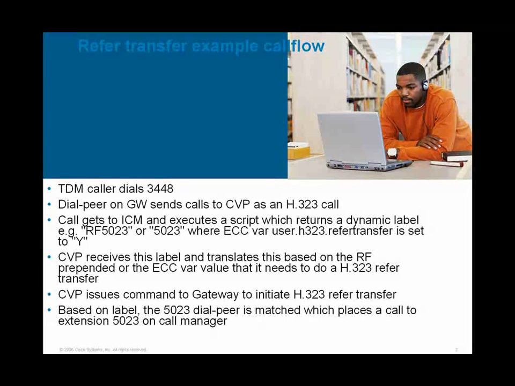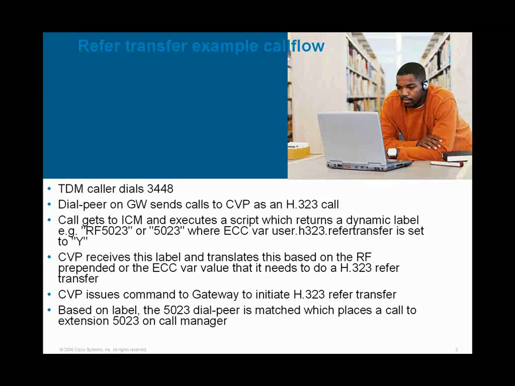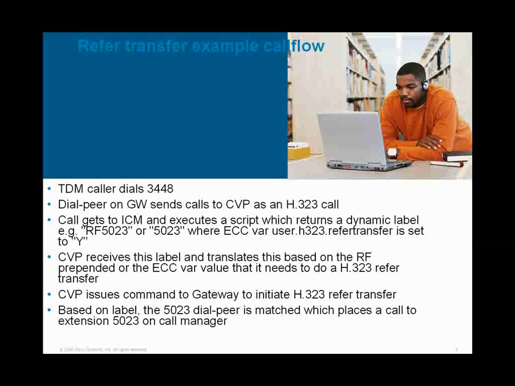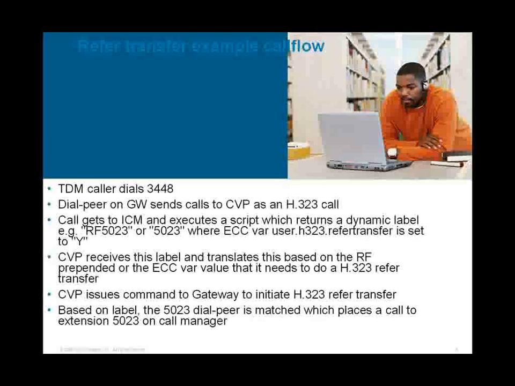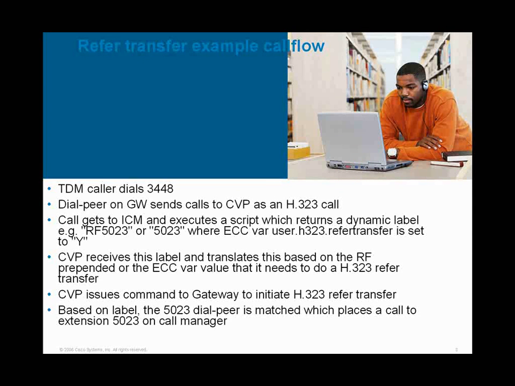When CVP receives this label, it determines, based on the RF prepended or the ECC variable being set, that this is a refer transfer, and will execute this functionality. CVP will issue a command to the gateway to initiate the H323 refer transfer based on this information. Based on the label that is sent to the gateway, a dial pair will be matched on the gateway to place an outbound call to extension 5023 on Call Manager.